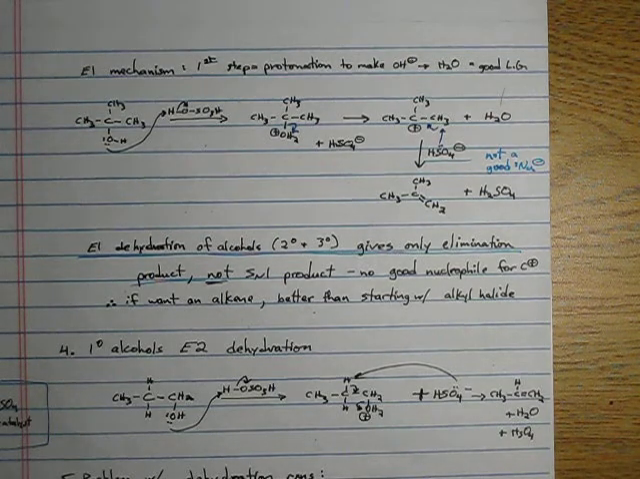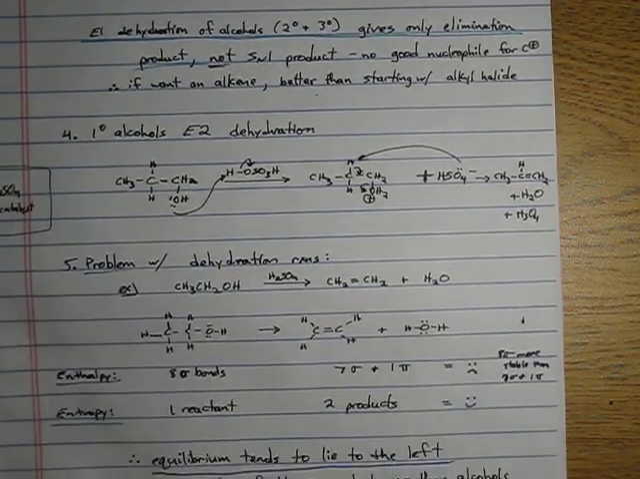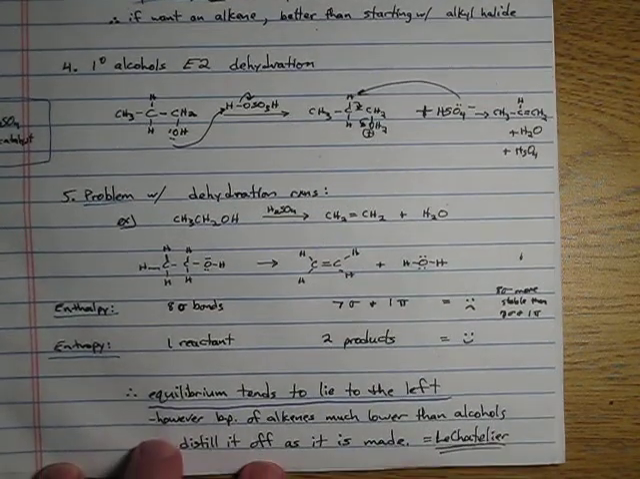Cool. Para-toluene sulfonic acid, the conjugate base of that, also cannot be a nucleophile. So it is also very useful for doing E1 dehydrations. All right. So that's all fine and dandy, but what if you have a primary alcohol?